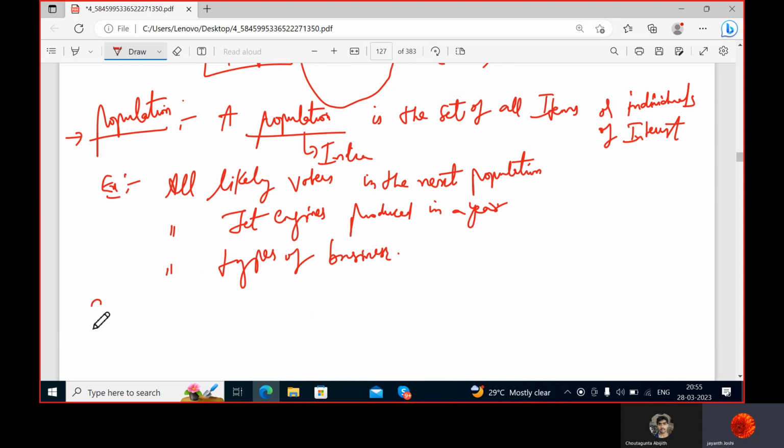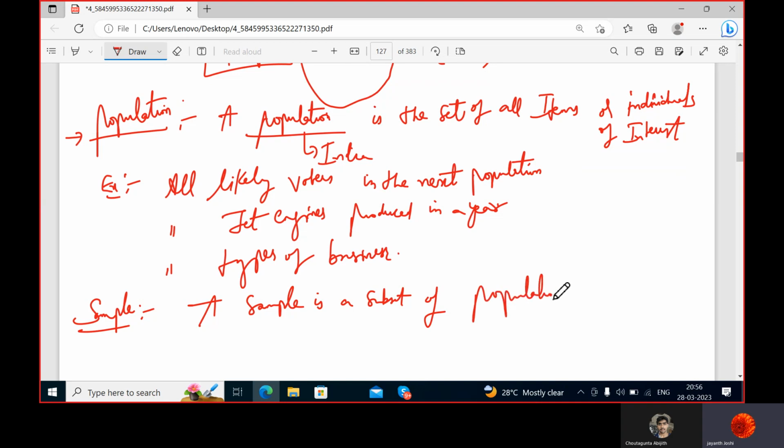And then what is a sample? Since the chapter is all about sampling, it's very important to know about these two words. A sample is a subset of the population. So in my case, if I took India as my population, I took Telangana state as my sample.